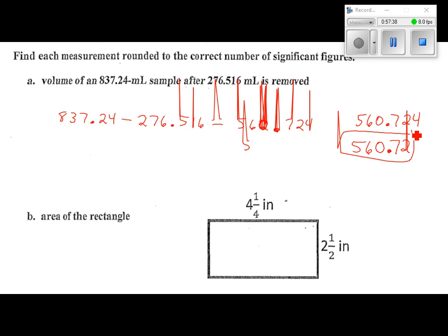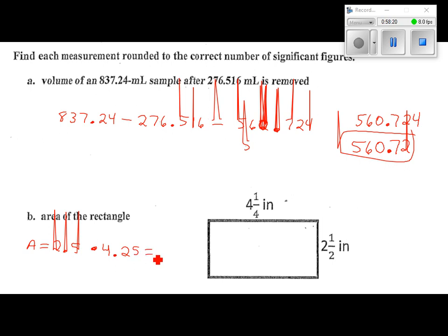Area of this rectangle. How are you going to find the area of that rectangle? Length times width. What's the length this time? 2 and a what? 2.5. What's that going to be as a decimal? 2.5 times... What's the width this time? 4.25. Good.